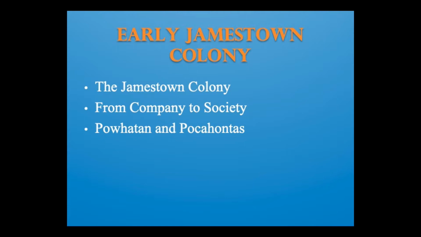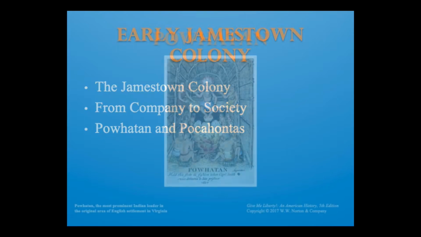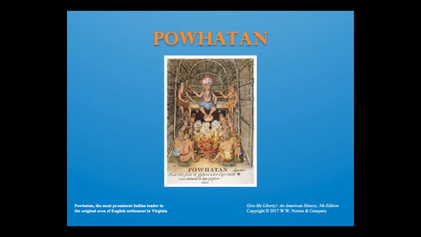John Smith realized that the colonists were dependent upon the Indians for food, and therefore attempted to negotiate in a way that kept trade open. The first 2 years were mostly peaceful. Smith was captured by Powhatan, threatened with execution, and rescued by the leader's daughter, Pocahontas.